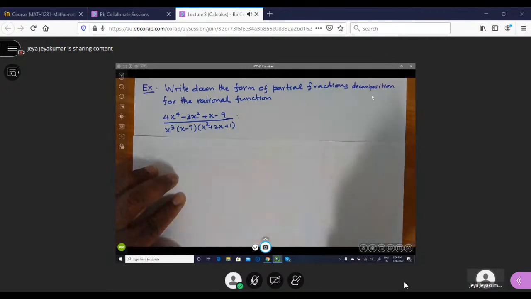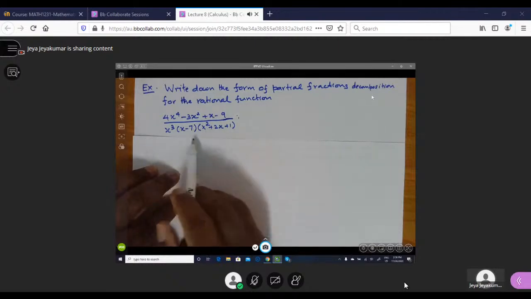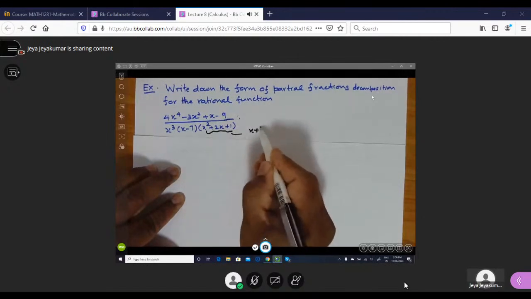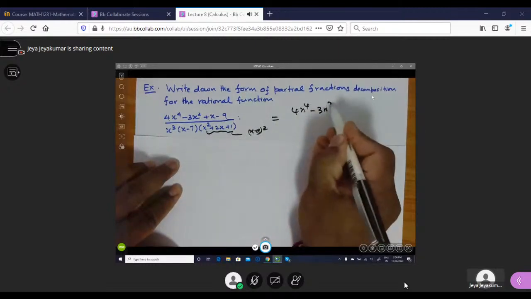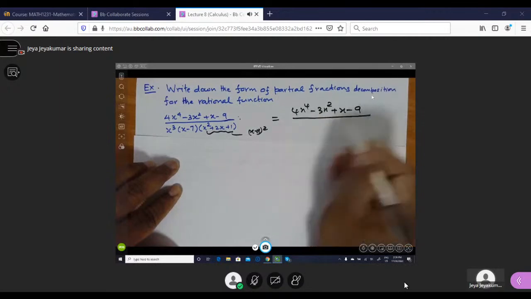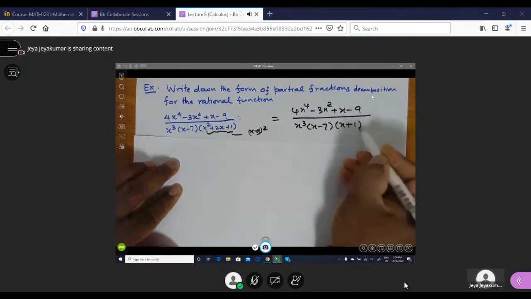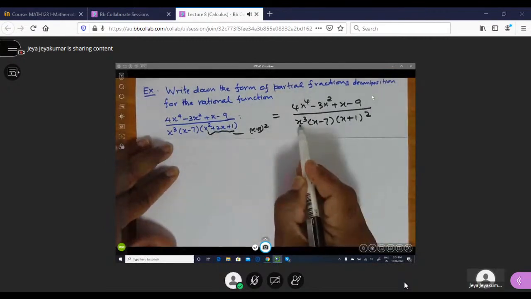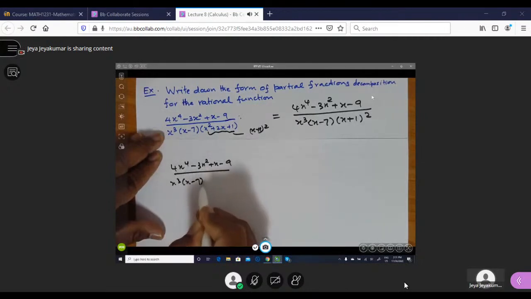The second thing you want to do is to check whether the denominator has been completely factorized or not. Has it been completely factorized? That is fine. What about this? x squared plus 2x plus 1, which is x plus 1 squared, right? So you have to do the factorization first: 4x to the power 4 minus 3x squared plus x minus 9 over x cubed times x minus 7 and then x plus 1 squared. Now you can write the decomposition, right? So the decomposition is now 4x to the power 4 minus 3x squared plus x minus 9 over x cubed, x minus 7, x plus 1 squared.